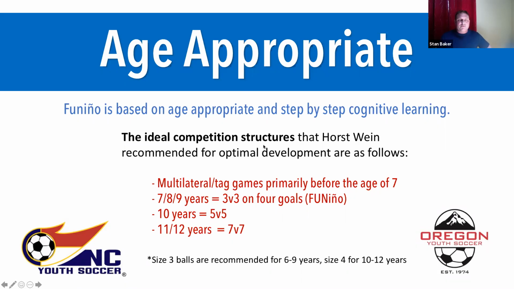So the ideal competition structures that Horst Wein recommended are as follows. Before the age of 7, basically, he talked about playing the game at home, playing with the ball, enjoying the ball at home with family. Multilateral tag games to get the kids moving. And then at 7, 8, and 9 comes the Funiño game with 3v3 on 4 goals. At 10 years old, they would progress to a 5v5 game, and at 11 and 12 to the 7v7 game.